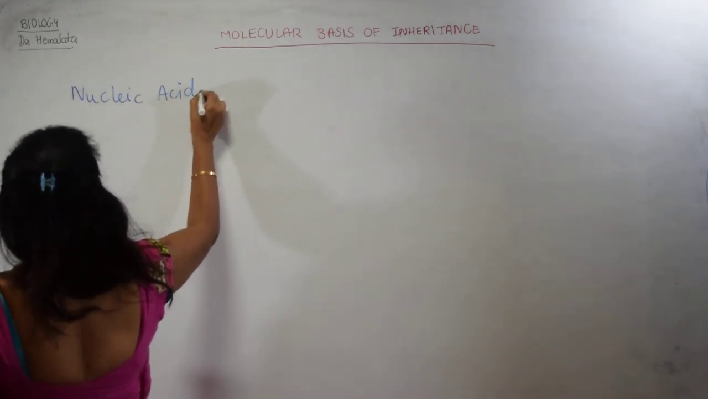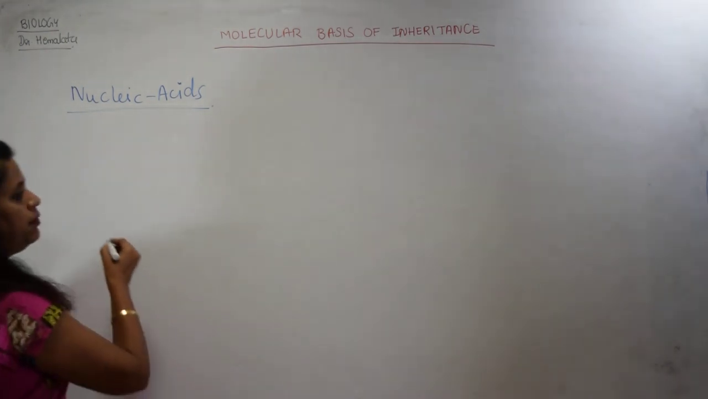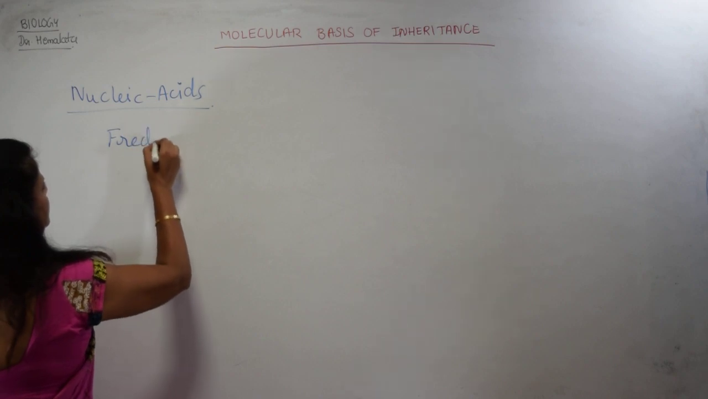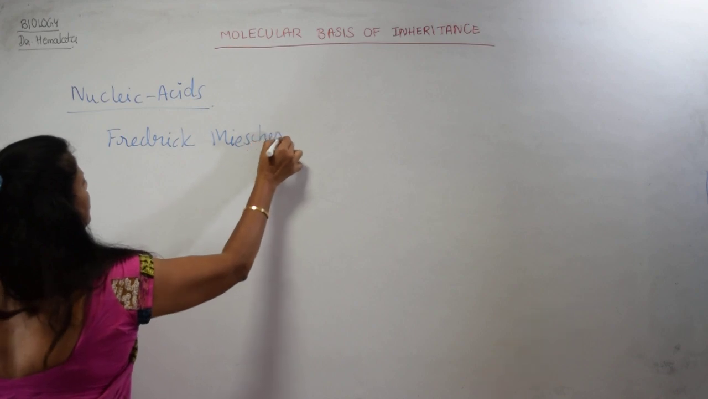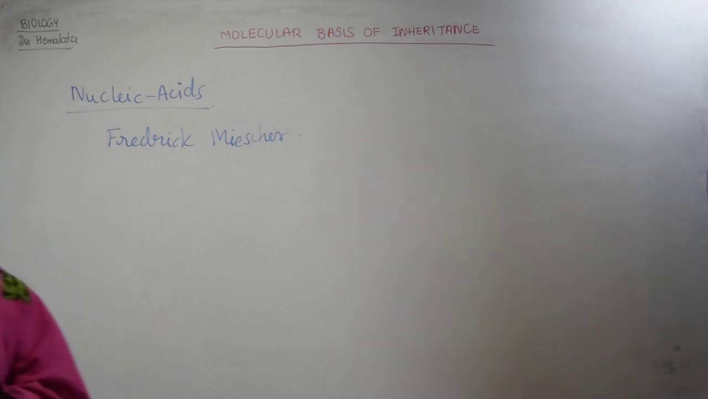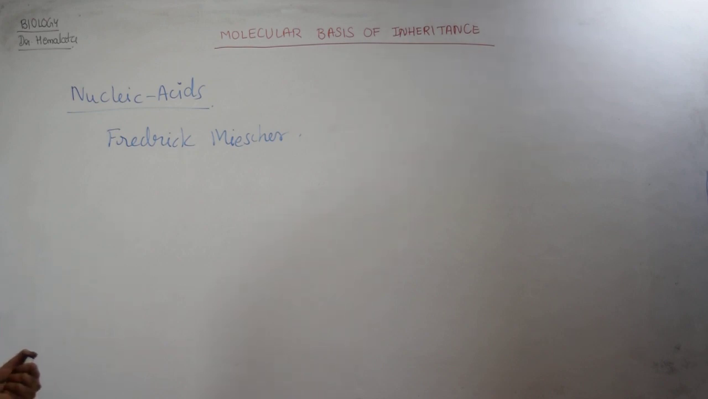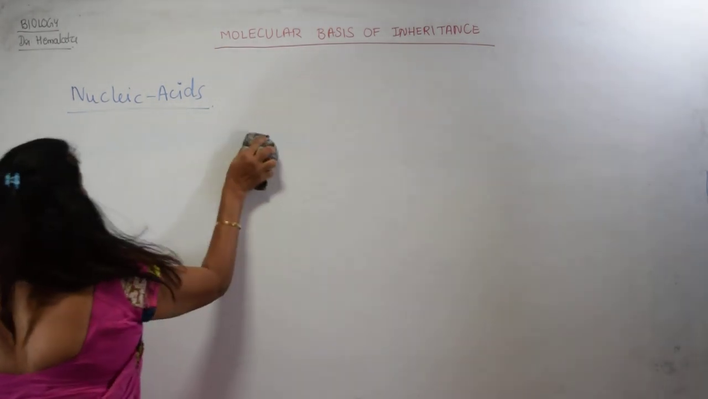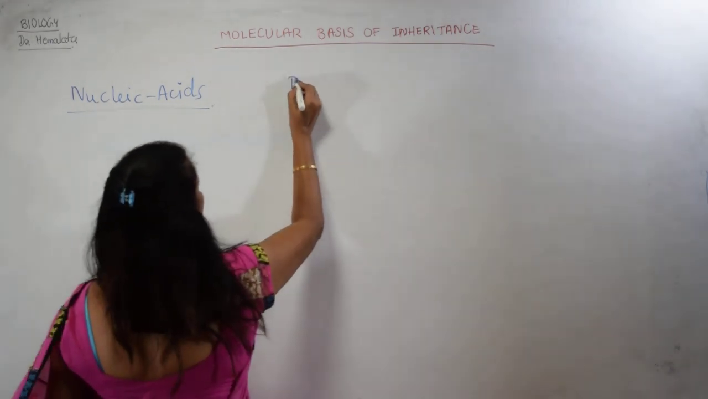So what are the nucleic acids? Nucleic acids are actually DNA and RNA. These were first discovered by the scientist Frederick Miescher, right? This person discovered these nucleic acids in the nucleus of pus cells. There are two types, DNA and RNA. Now, the major nucleic acid we learn is only DNA, so I will be giving mostly about DNA. At later stages I will give you something about RNA.